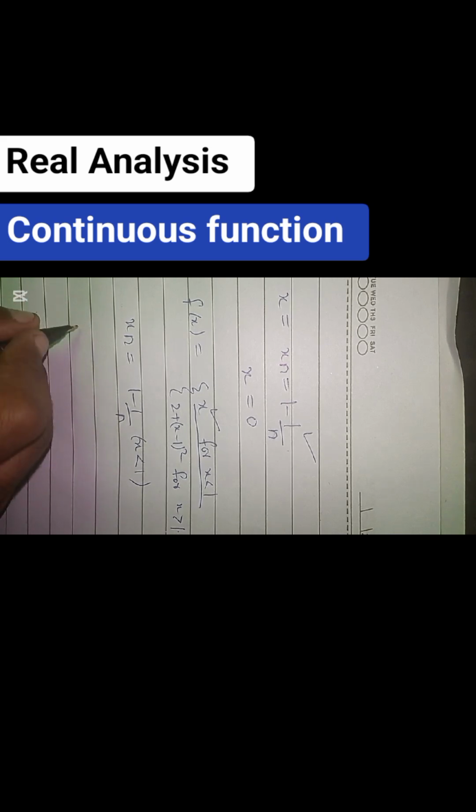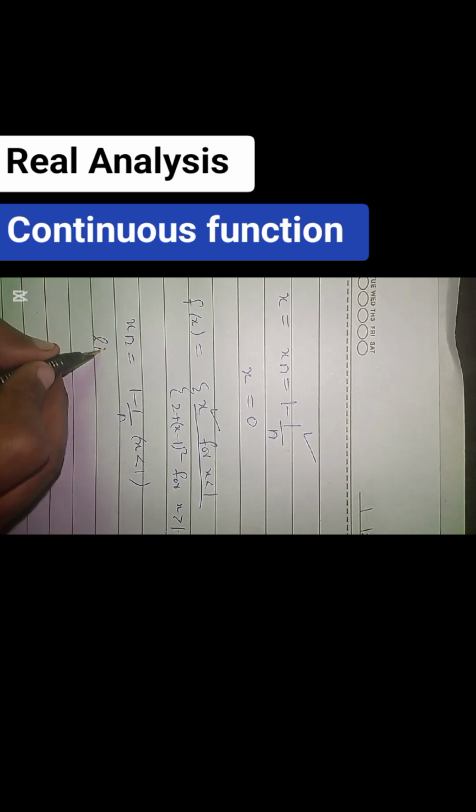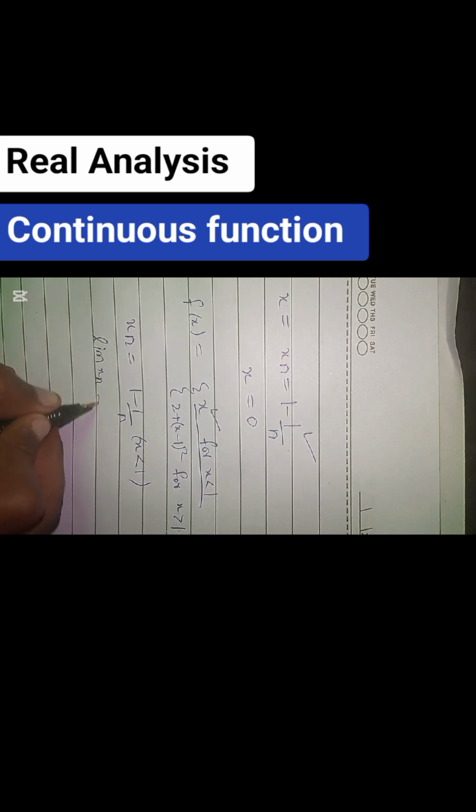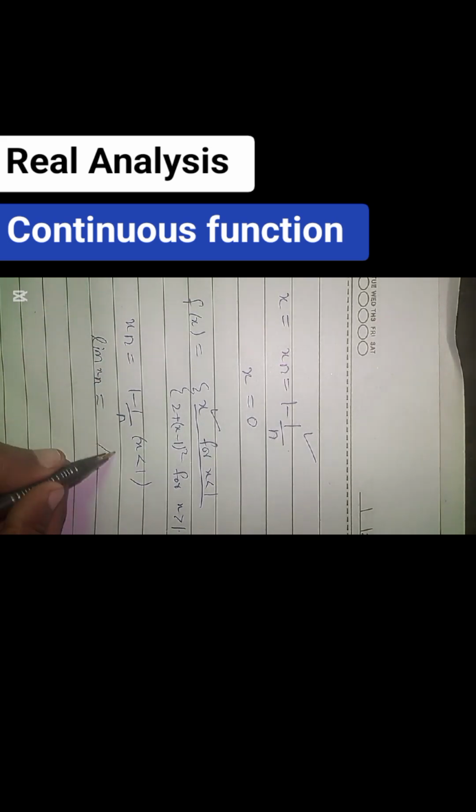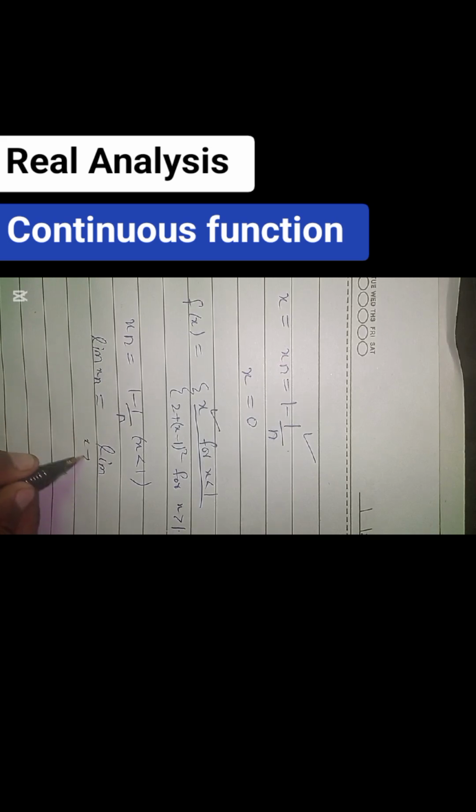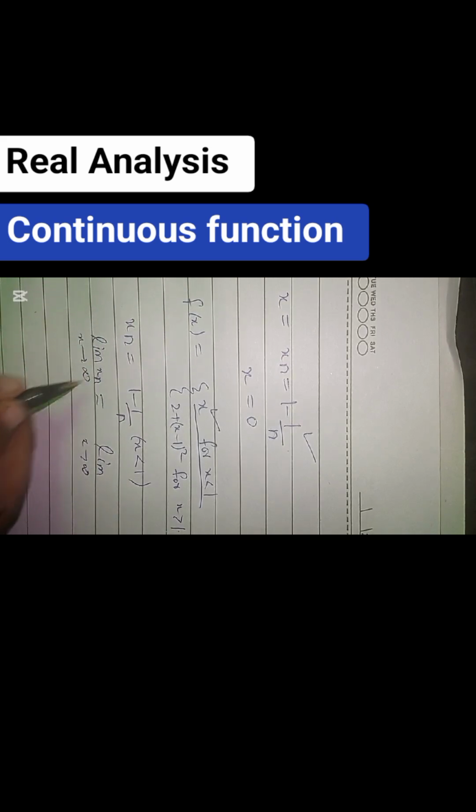So if we put it in the function and apply the limit as n approaches infinity, this will be the limit of 1 - 1/n. If we put 1 - 1/infinity, this will be 1, and we have got the left limit.